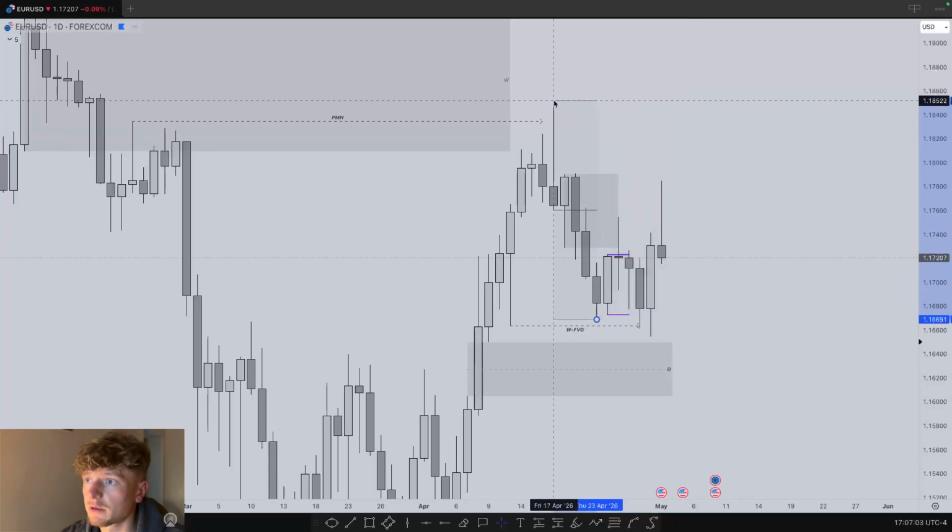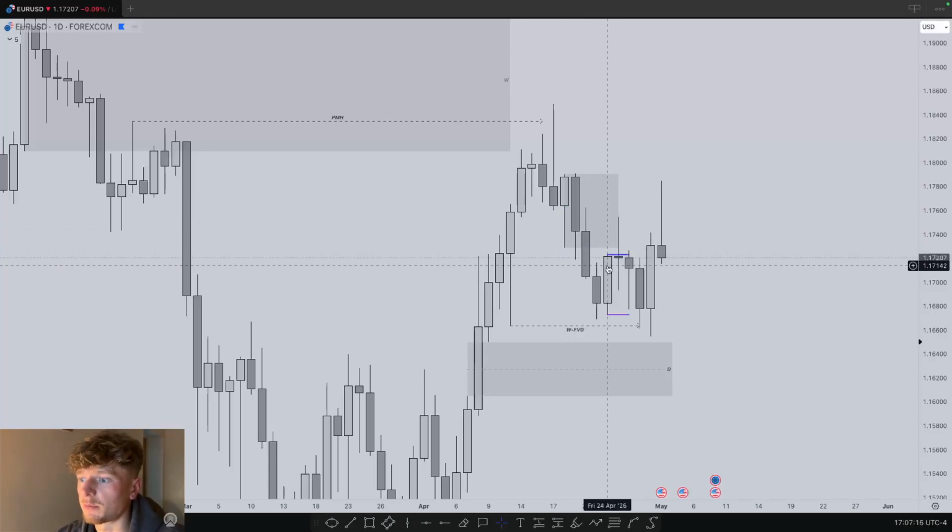Mark it a bit better. Buy side taken, not quite premium there actually, but if we use the bodies of the candles, I'm sure we will get a premium. Yeah, but regardless, order block here, buy side taken above Friday's high, bearish towards this.